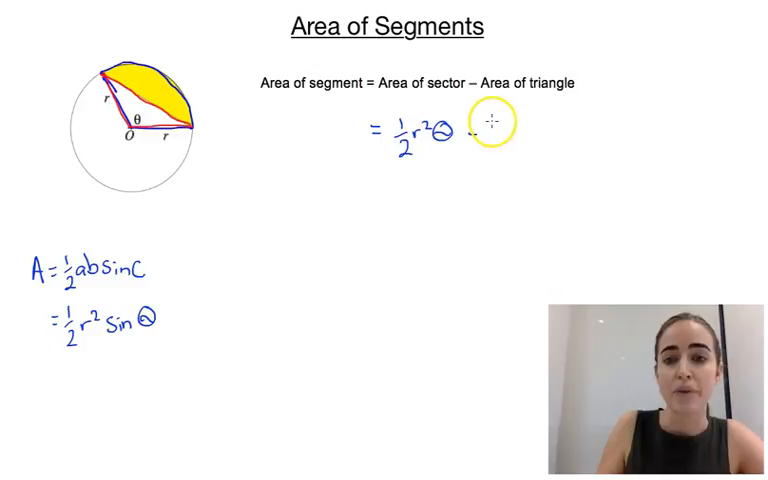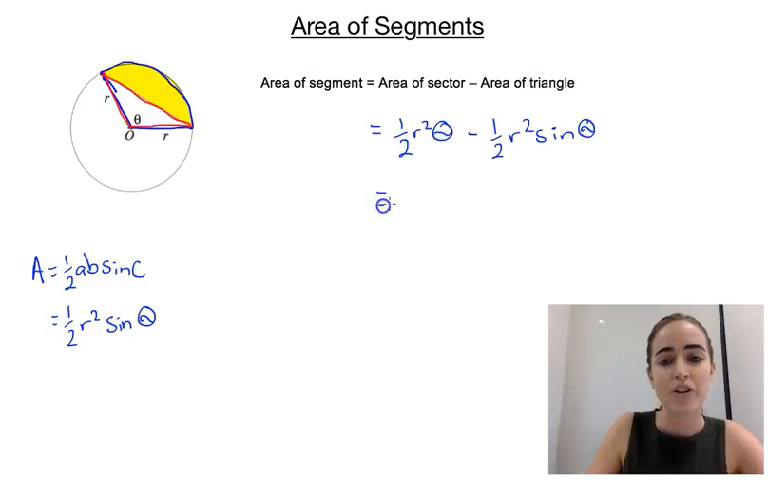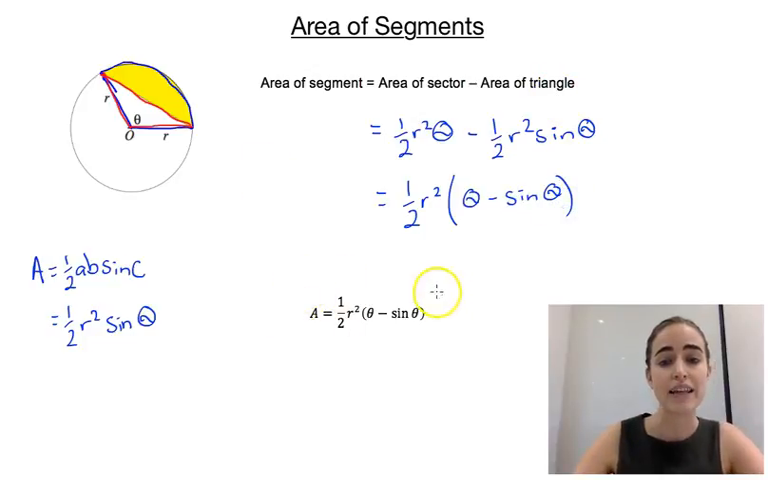So that's what we're going to have up here. So we're going to subtract a half r squared sine theta. And now looking at this, you can see that we have a common factor of a half r squared. So we're going to pull that out. So we'll have a half r squared outside of theta minus sine theta. So I've just written it a little bit neater here.